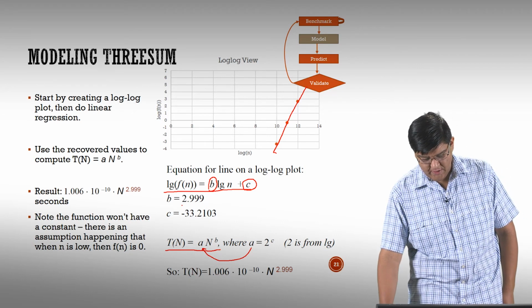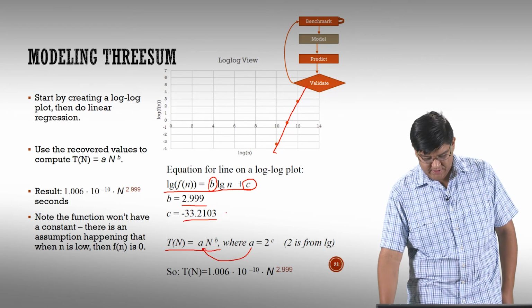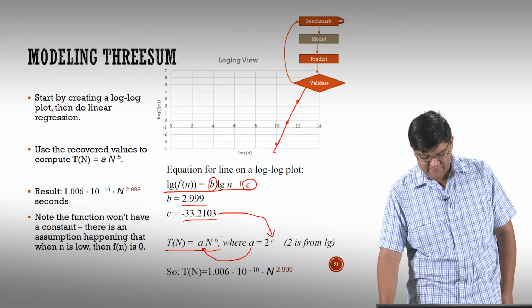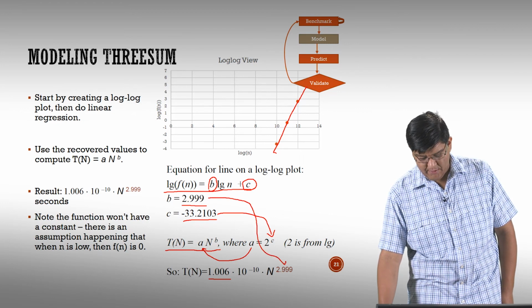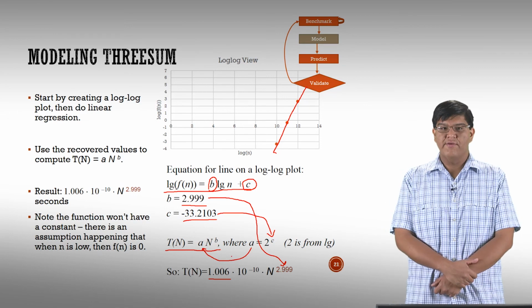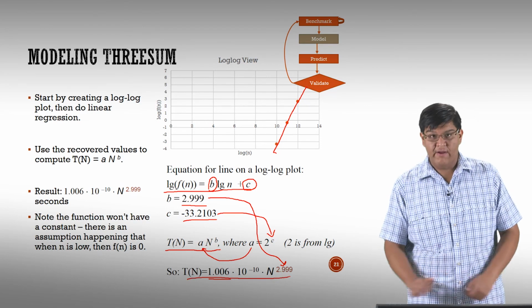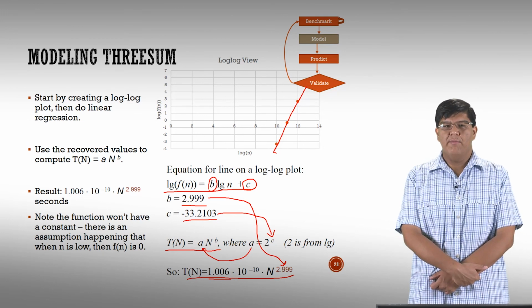This is coming from the chart, and it's really easy to find these things. These get substituted in, so 2 to the negative 33 ends up giving me this 1.006, and then the 3.999 becomes our power on n. All right, so at the end of the day, I have this last line here, my t of n equals all this stuff. That is my model for this data based on a log-log plot.